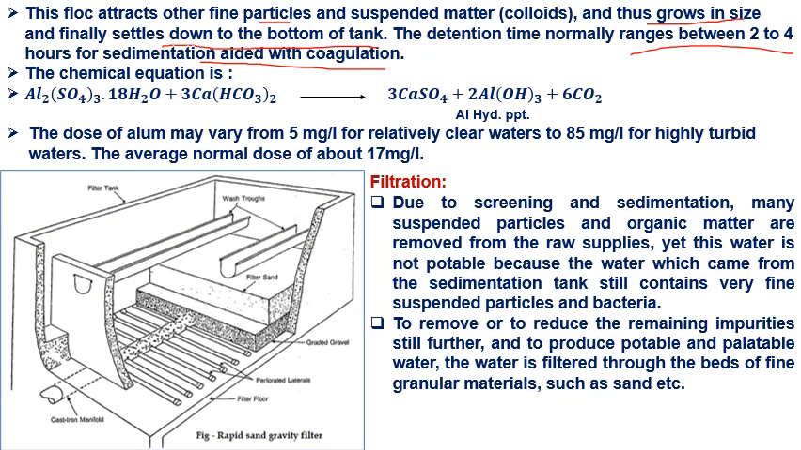Now this is the diagram for filtration, and our next process is filtration. Due to screening and sedimentation, many suspended particles and organic matter are removed from the raw supply. Yet this water is not potable because the water which came from the sedimentation tank still contains very fine suspended particles and bacteria. To remove or reduce the remaining impurities still further and to produce potable water, the water is filtered through beds of fine granular material such as sand.